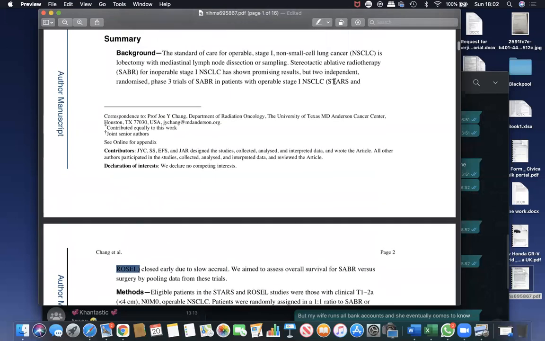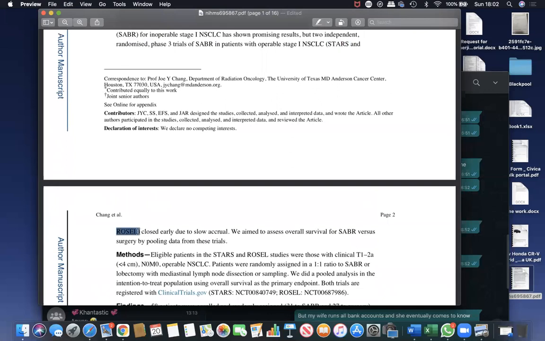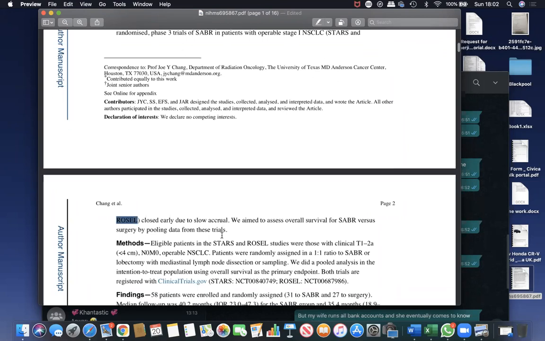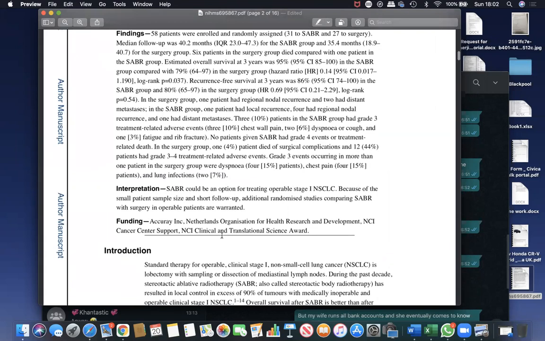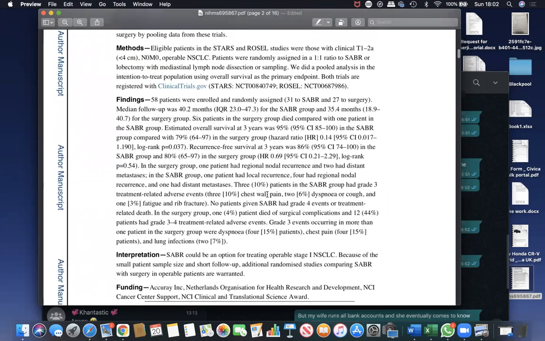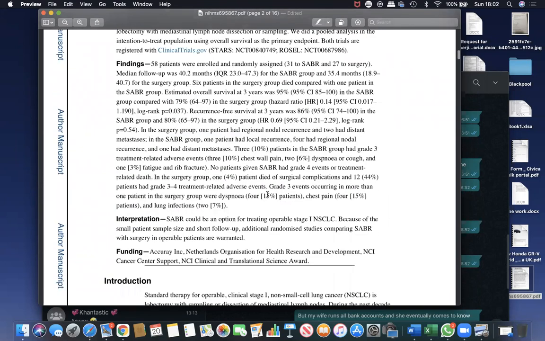Why do you think they used the words STARS and ROSEL here without explaining to you? They did not want the reader to know what the trials actually were. No. Even simpler than that. What do you think is the reason why they put STARS and ROSEL? Why did they not tell you the full form of STARS and ROSEL? They want to show that these 2 trials are so big trials that. No? They don't want us to go back and check for them.